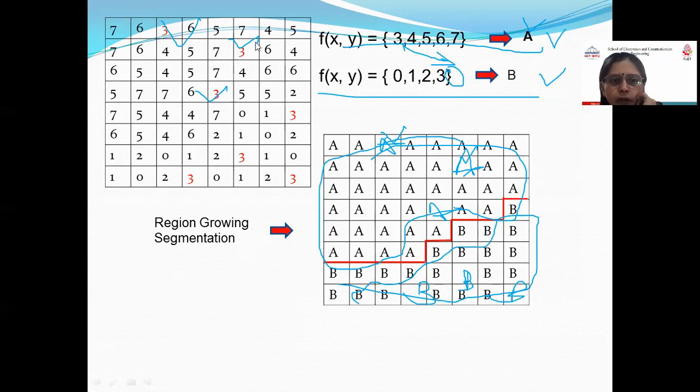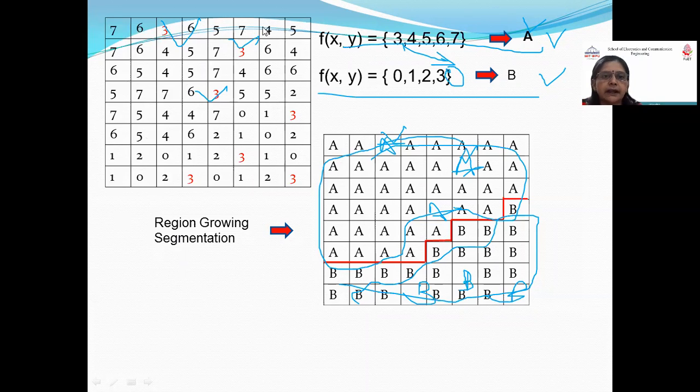So you just note down this image and try to segment it using region growing technique. Please copy these pixel values and you can check on your own how you can segment it by using region growing technique.